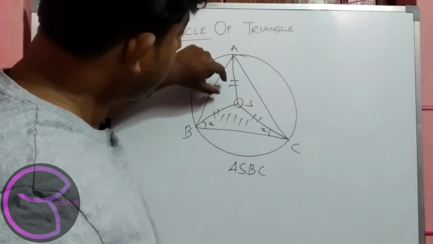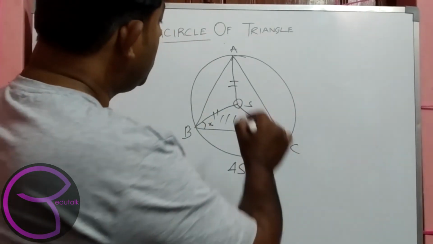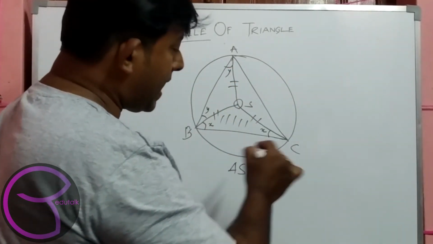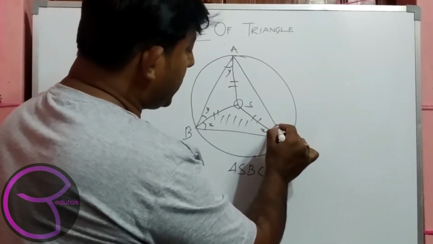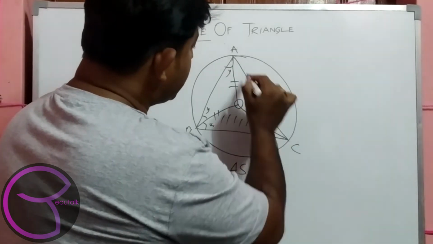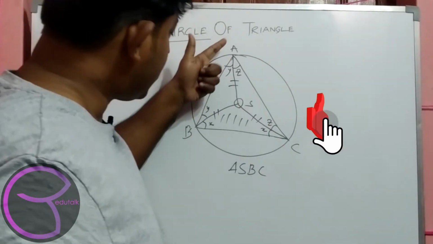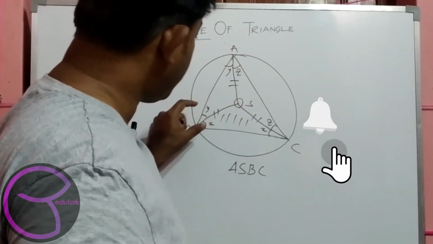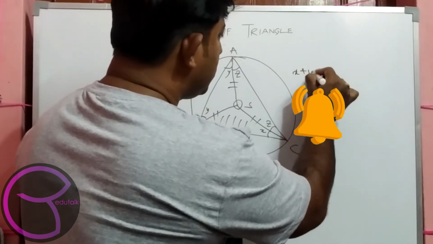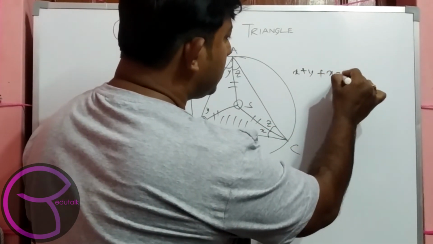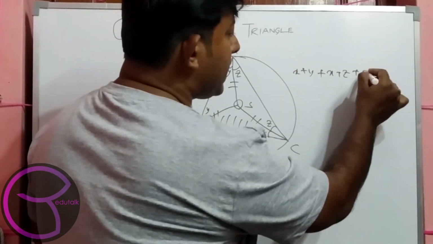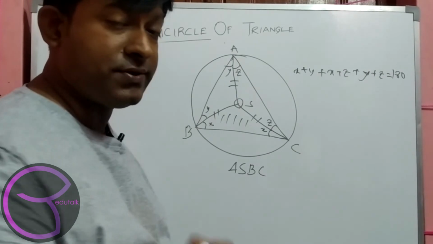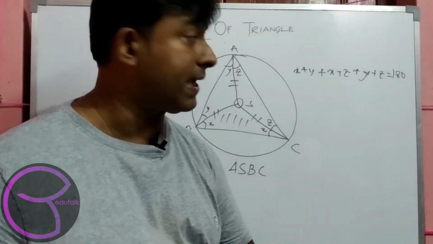The same property we can put here for this triangle. We take this angle as Y, again this angle as Y. Again, for the same property, this triangle has this angle as Z, similarly this angle as Z. Look at the triangle ABC. It has three angles which are X plus Y plus X plus Z plus Y plus Z equal to 180 degrees, obviously because a triangle has 180 degrees total angle.